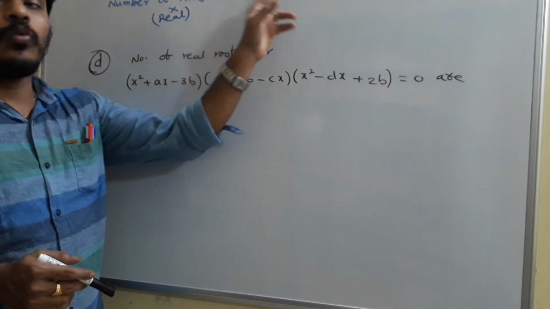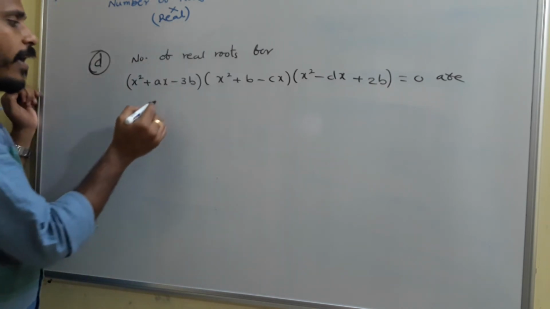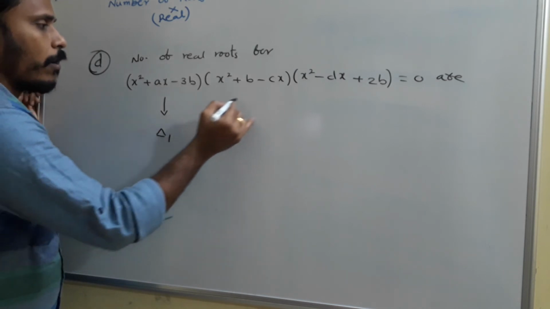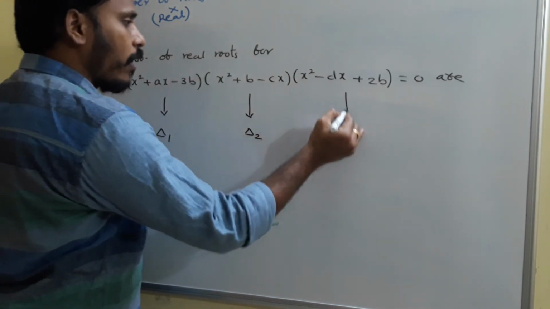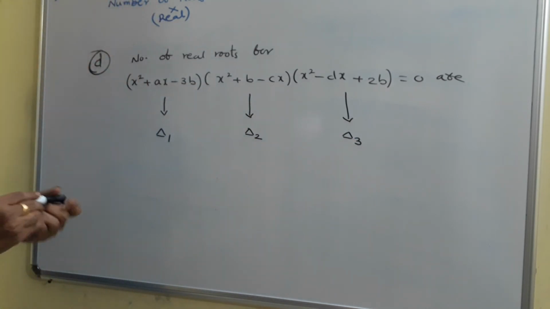So instead of 2, now I have 3 quadratic expressions and their product. So you just calculate discriminants for each and every one. Delta 1 is the discriminant of the first quadratic, delta 2 is the discriminant of the second quadratic. You just say delta 3 as the discriminant of the third quadratic.